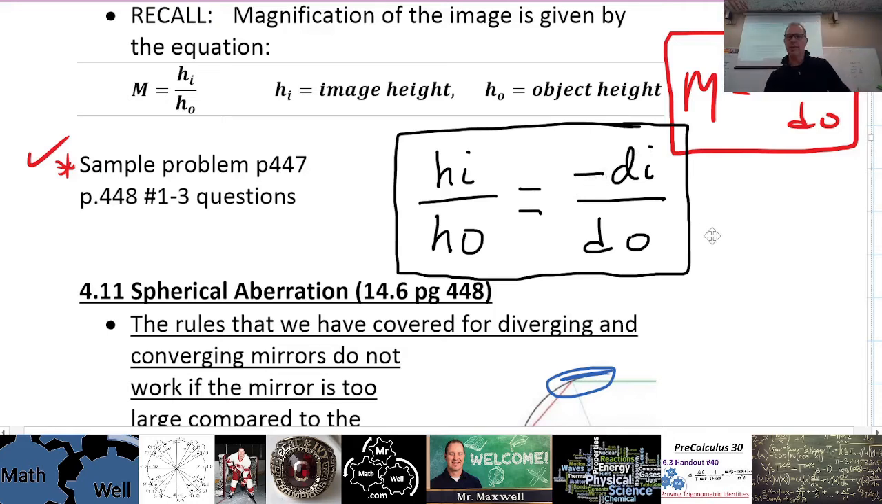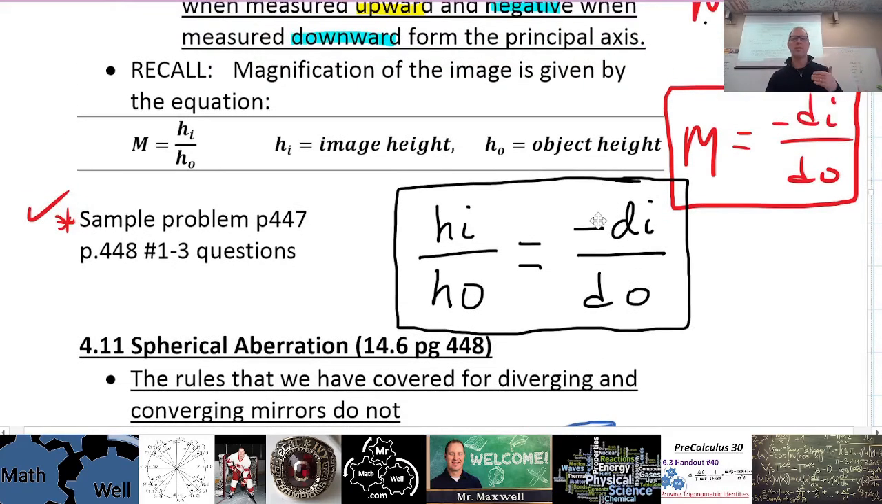So if you have, let's say, the height of the image, the height of the object, and the distance of the object, and you put all that together to find DI, you would find that without this negative, it would tell you that it's incorrectly real or incorrectly virtual. So you have to have the negative in there to make sure that everything fits together.